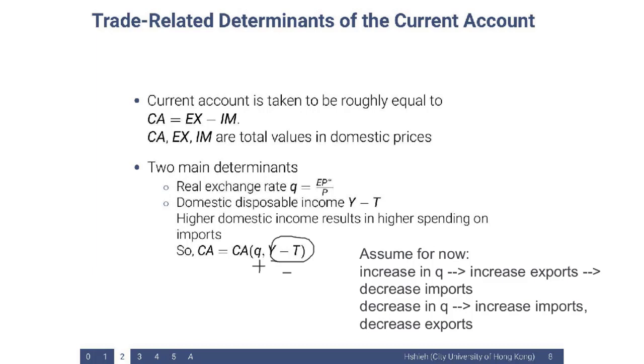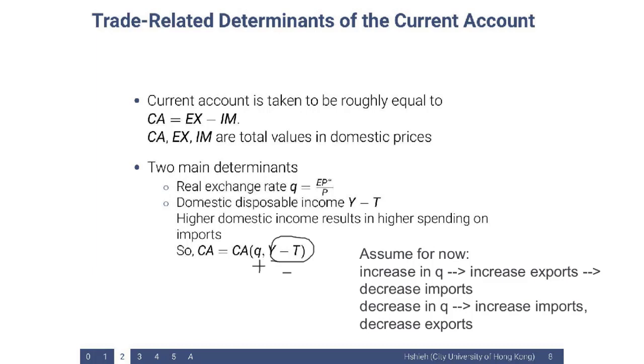So the relationship between Q and CA and Y minus T, we should know. Here, it should be a minus sign. Yes? Because if we have more income, some of that income is going to be spent on buying things, and when you buy things, somebody might buy something abroad. So as a result, there's going to be a negative relationship between disposable income and the current account.